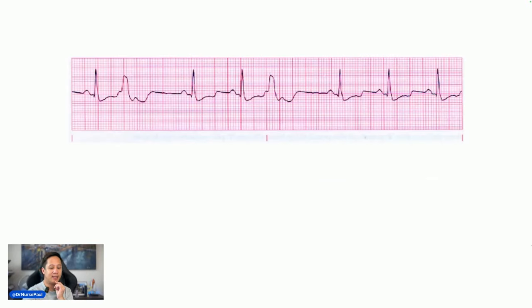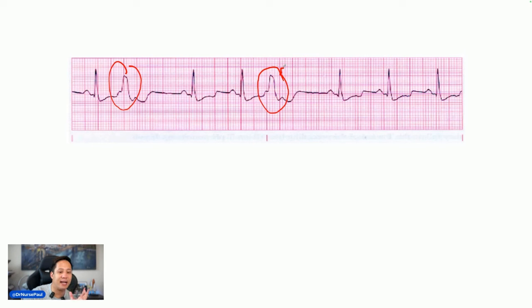All right, next. Let's look at this. Guys, you look at this thing right here and right here. Is that a QRS? Yes or no? Didn't I tell you everything that's tall is a QRS, right?